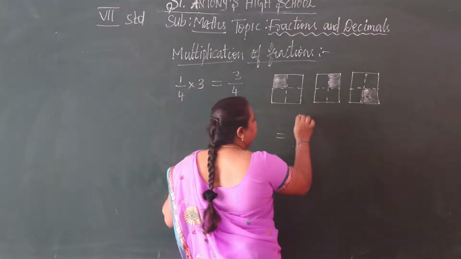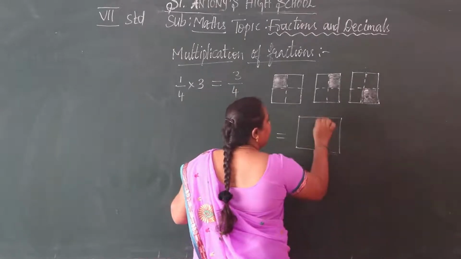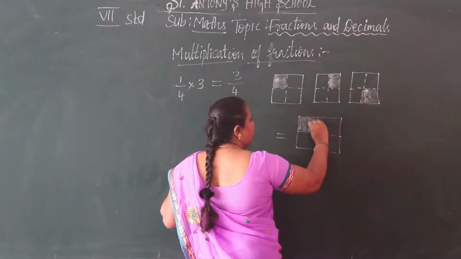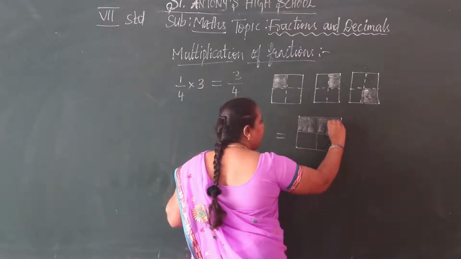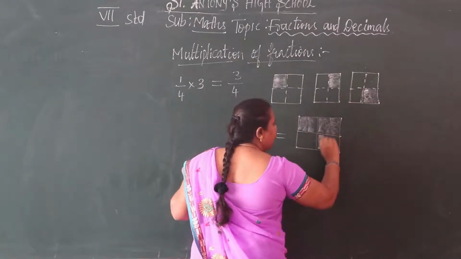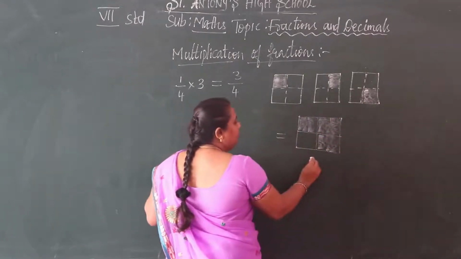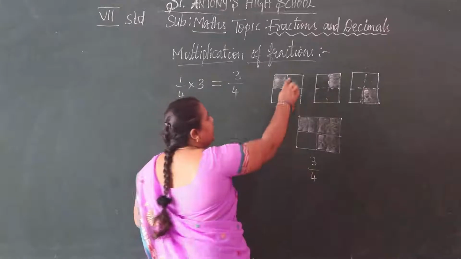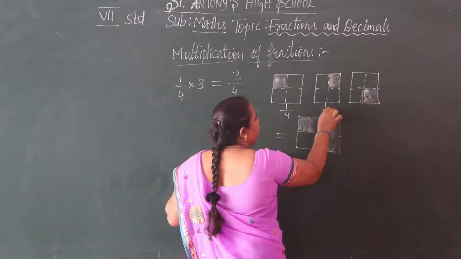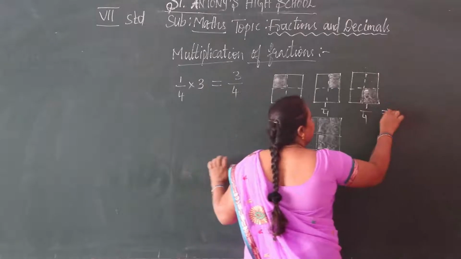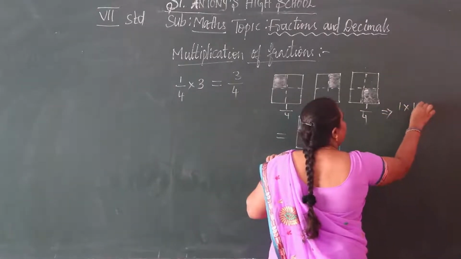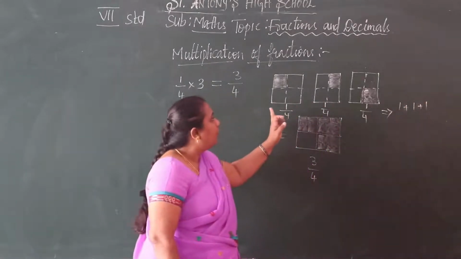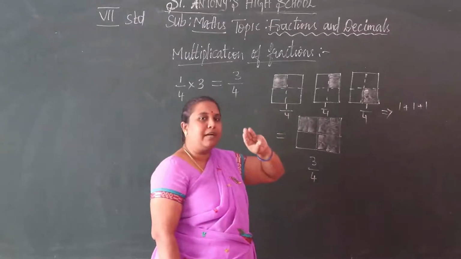The final answer we are getting: we have 1, and next 2, we are multiplying, and here 1, we are multiplying again. So now the resultant picture is 3 by 4. See here, that is 1 by 4, then 1 by 4, 1 by 4, which equals 1 into 1 into 1. So we are multiplying 1 by 4 three times.